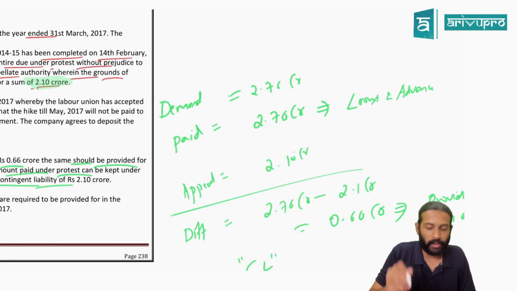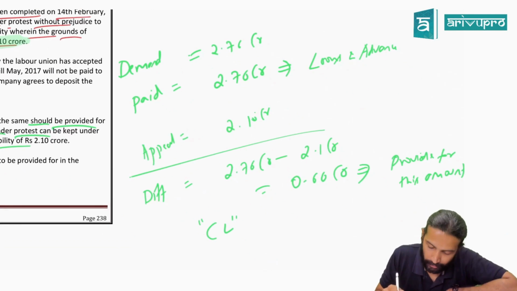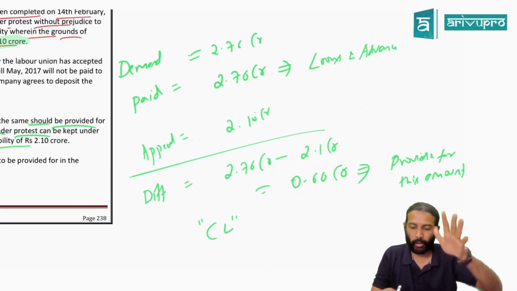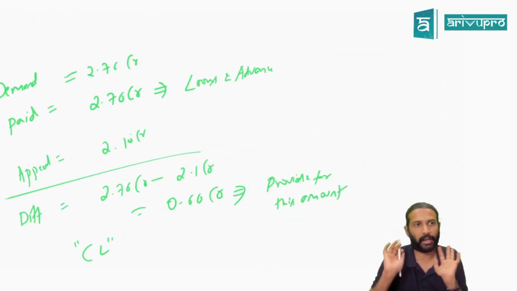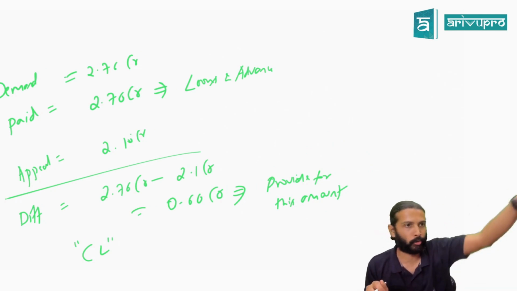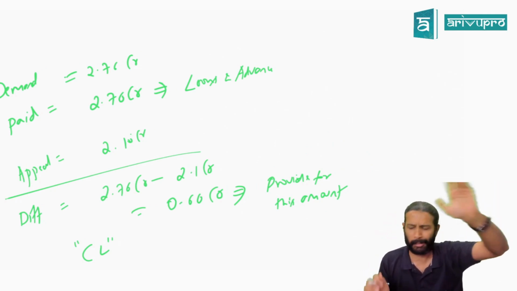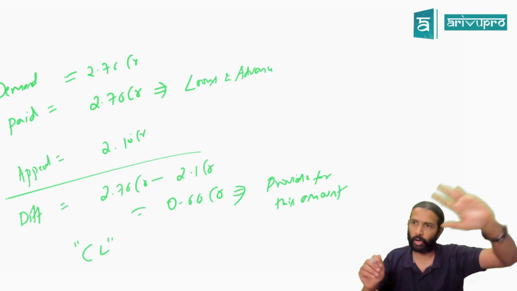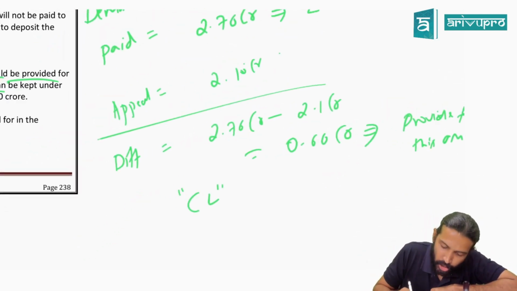Okay, the demand was how much? 2.7. The entire thing you paid, no. How much did you appeal for? 2.1. That means how much did you not go for appeal? 0.6 crores. Since you are not going for appeal, you are accepting that this is your liability amount. So book it, pay it, provide for it as a liability or as a provision. It is fine. Good. How about this 2.1 crores, sir?